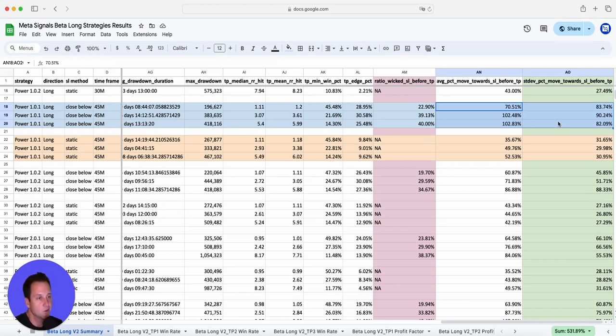Yes, there may be some times when the alert comes, price goes straight up, hits the take profit level, but in general, you have time. You can find that better entry. You can plan the trade. You don't need to ape in.